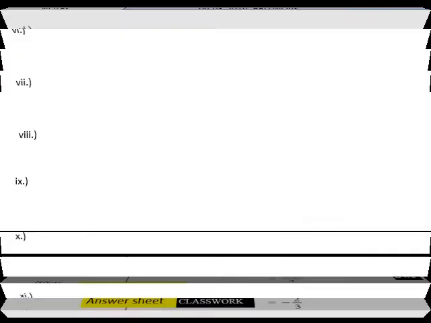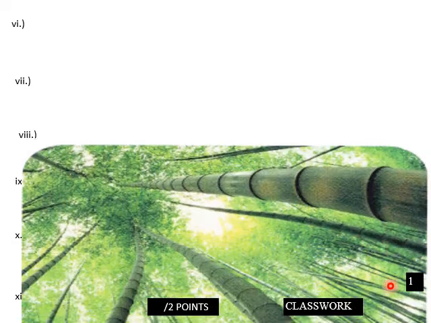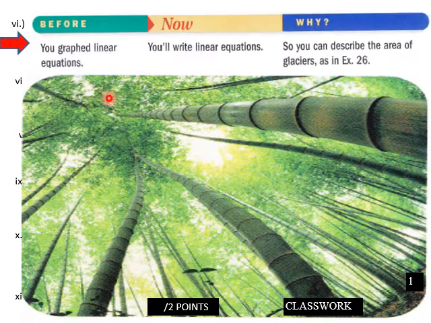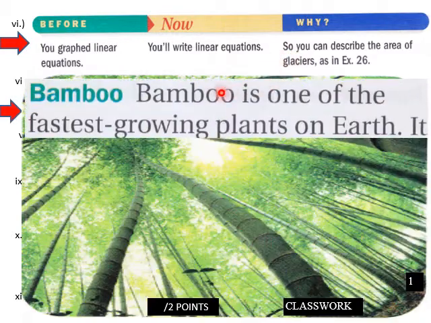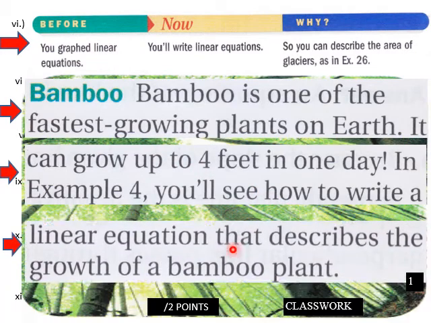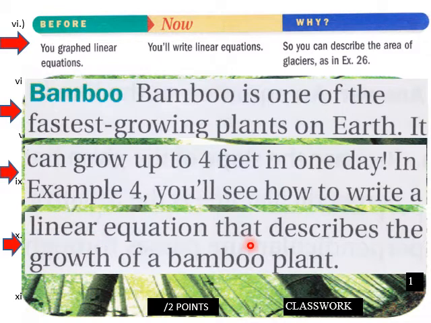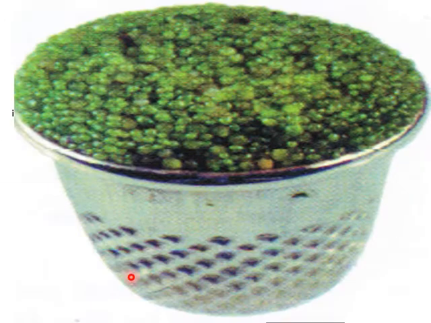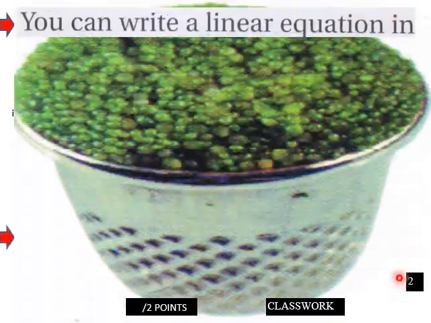Okay, in our classwork today, page 1 on your classwork. You've graphed linear equations, you'll write linear equations, okay? Bamboo, and that's what this is, one of the fastest growing plants on earth. It can grow up to 4 feet in 1 day. In example 4, you'll see how to write linear equations that describe the growth of a bamboo plant. Now, example 4 is in part 2, this is part 1. Page 2 of your classwork.